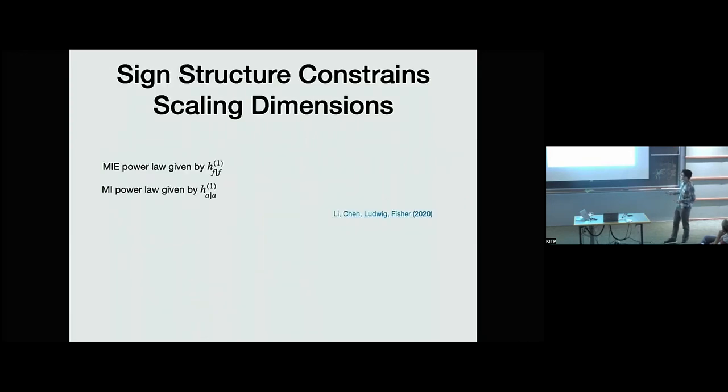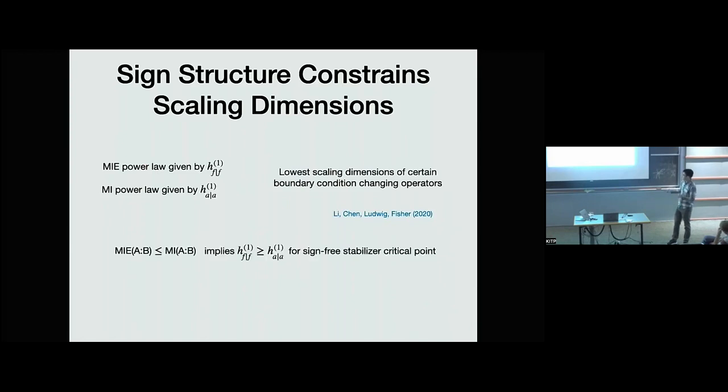So what these authors found was that the MIE and MI power laws are actually given by these quantities, which are the lowest scaling dimensions of certain boundary condition changing operators. It's a long story. Briefly, in evaluating entanglement in these circuits, it maps to some change in free energy of the conformal field theory when you change the boundary condition. And I encourage you to look at this paper if you want more details.